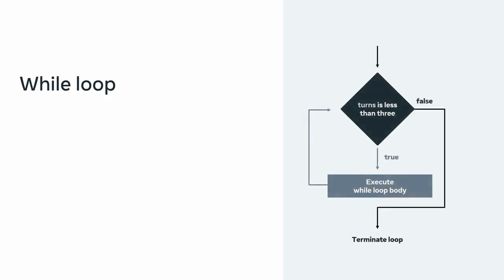For example, suppose you're designing a game where players have 3 turns to make a move. First, you create a variable named turns and assign it the value of 1. var turns = 1. Next, you create a while loop with the condition that the value of the variable named turns must be less than or equal to 3. So you type while turns <= 3.